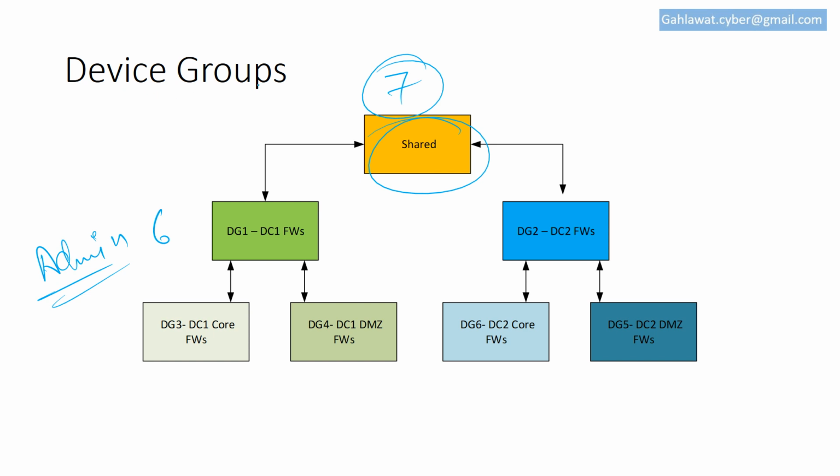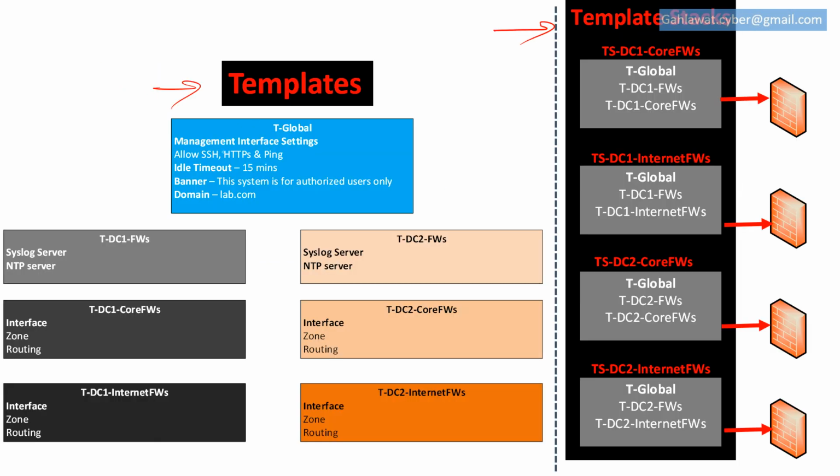Now along with these device groups, we will be using several templates and template stacks as well. The templates we will be configuring total 7 templates. First one, the global template. Let's say it will have the settings for the management interface, like permitting SSH or HTTPS access or ping traffic for troubleshooting, then defining the idle timeout for these admin sessions, defining the banner and the domain.